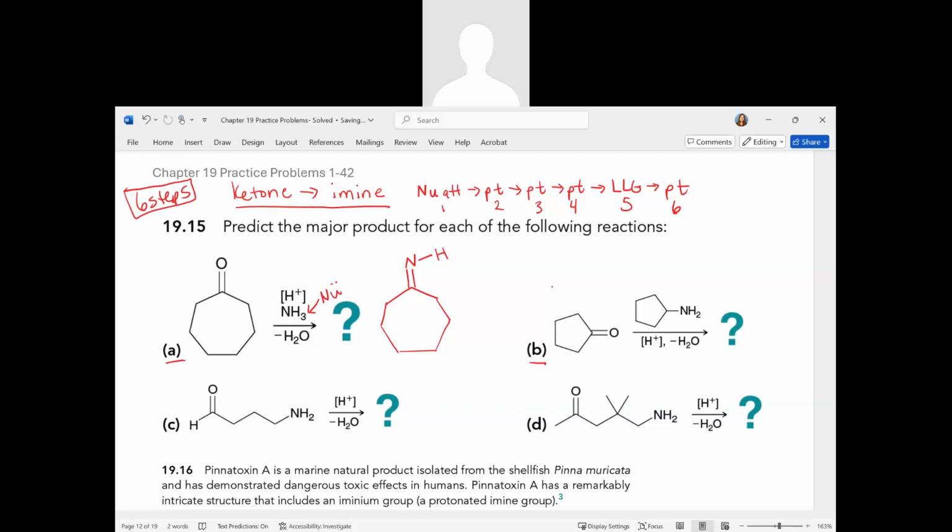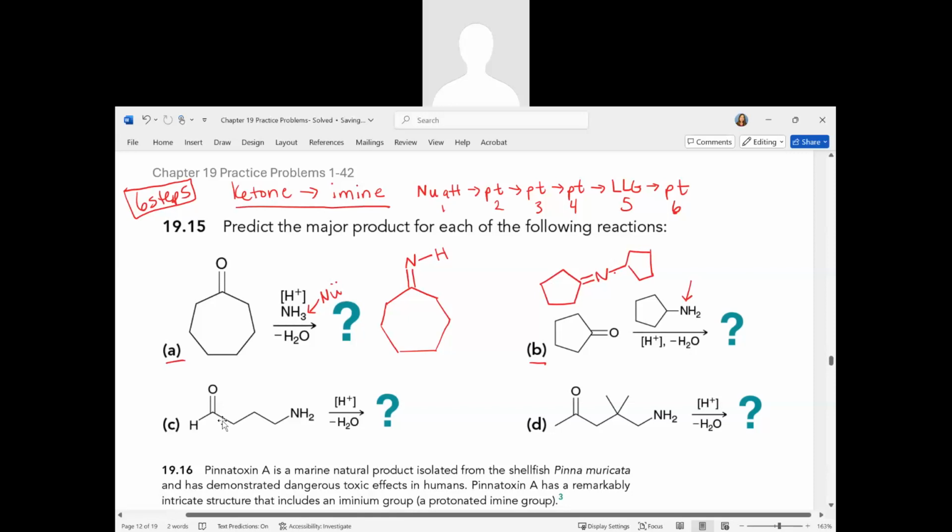In part B here, we're once again going to have a primary amine under these acid catalyzed conditions. So here's our primary amine. So when we draw this predicted product, we will retain that R group. So we're going to draw here our 5-membered ring. We're going to attach to our nitrogen group, and then coming off of that, we have another 5-membered ring. So this would be our predicted product for part B.